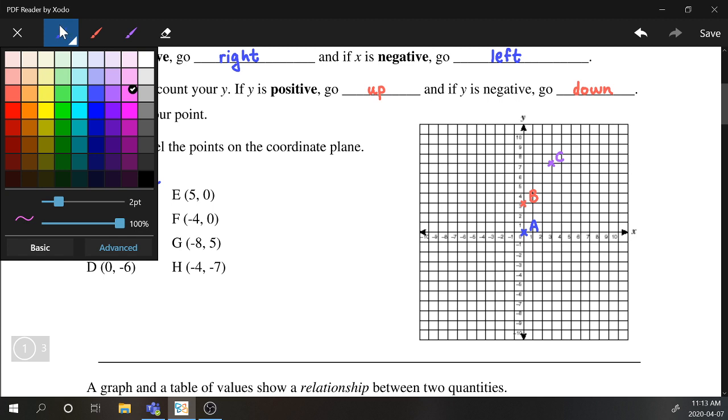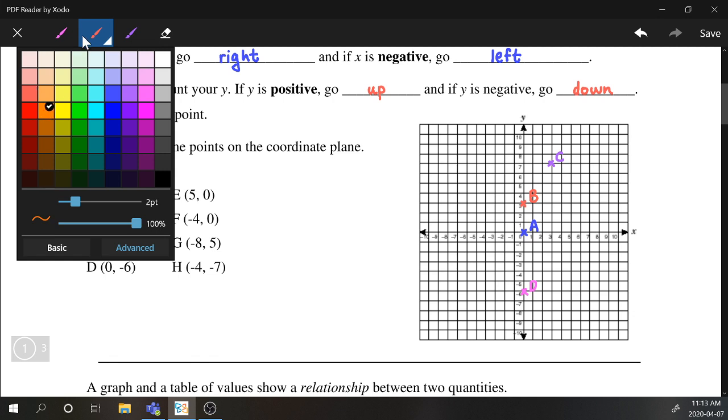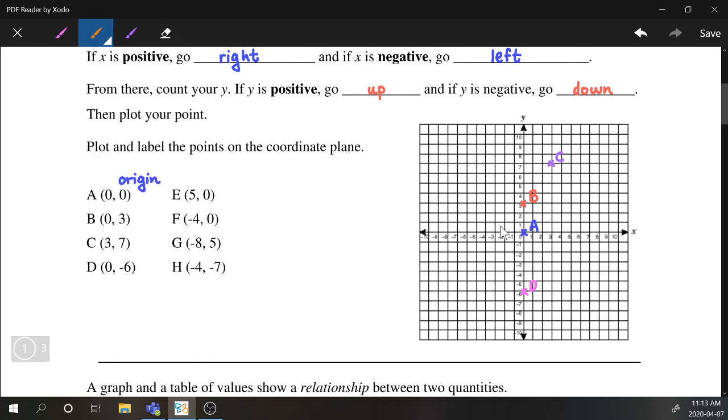It's going to keep moving on here to point D, 0, negative 6. So do not move left or right. Just go down 6 spaces. 1, 2, 3, 4, 5, 6. So this is point D. All right, and then we have the point E, 5, 0. So we're only going to move to the right 5 spaces. Stop there. We have point E.